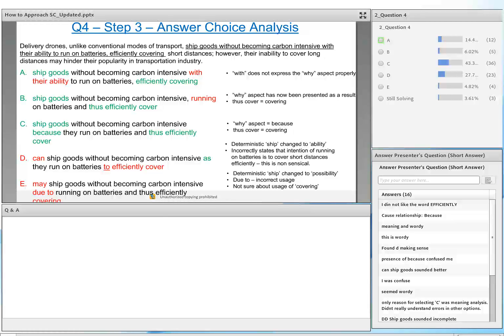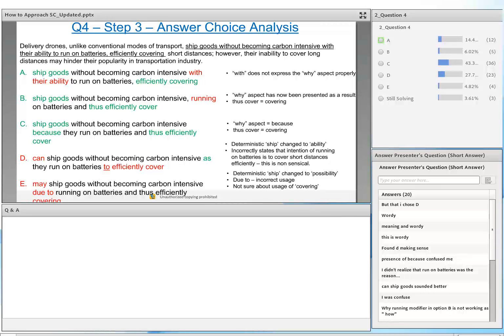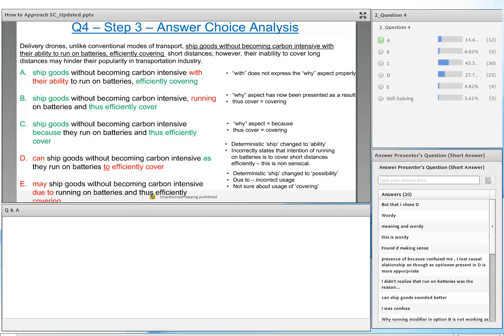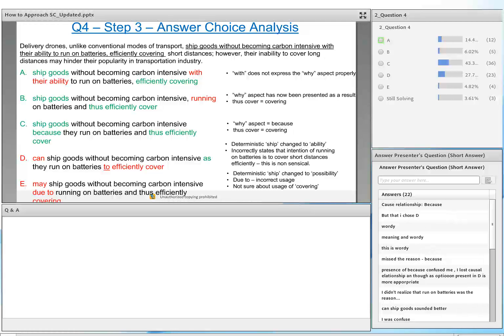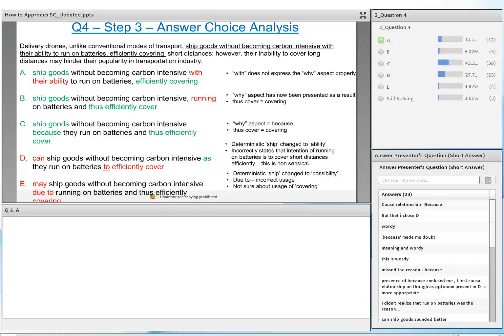So again, if you understood the original meaning from the original choice, then you would have jumped on to select choice C. Now, because and as, they can be used interchangeably. There is nothing that says you have to use because or you have to use as. Okay. Presence of because confused me. I lost causal relationship as present in D is more appropriate. No, I mean as they run on batteries, as and because express the same meaning.